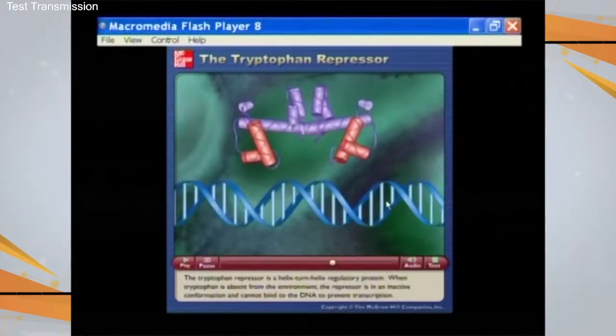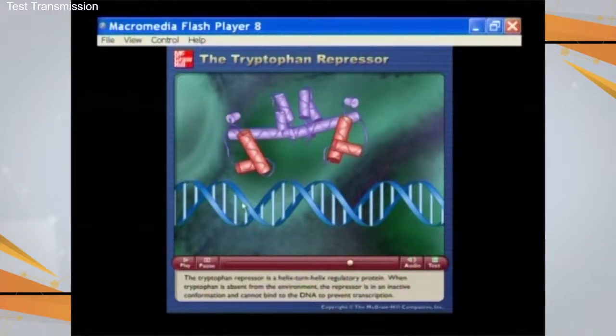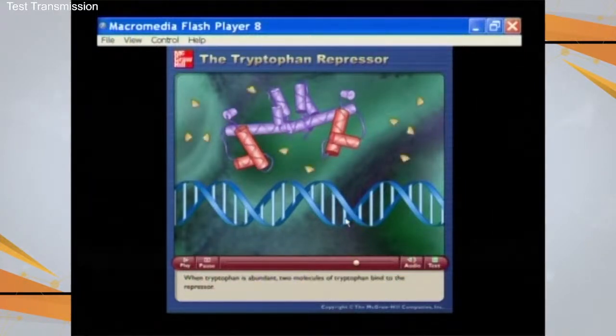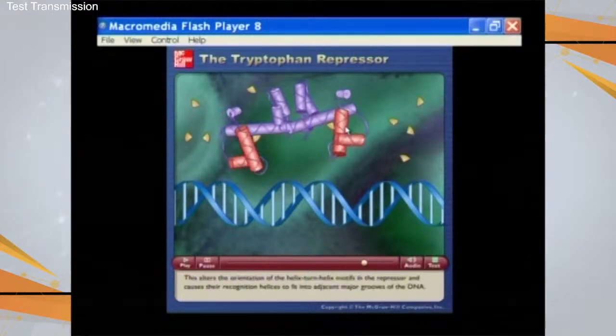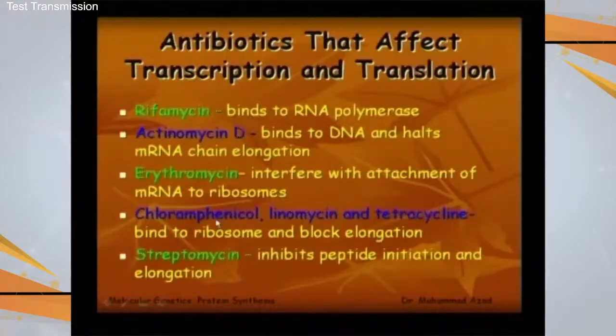So what is actually happening? This is the repressor protein made up of a polypeptide chain having helical forms, and these helical forms normally cannot bind to the DNA molecule. But once the excess tryptophan combines there, its shape changes. Chloramphenicol, lincomycin and tetracycline bind to the ribosome and block elongation. Streptomycin is going to inhibit peptide initiation and elongation.